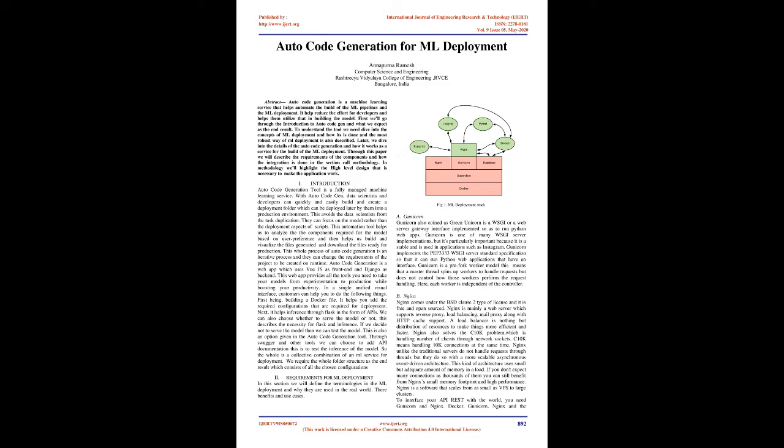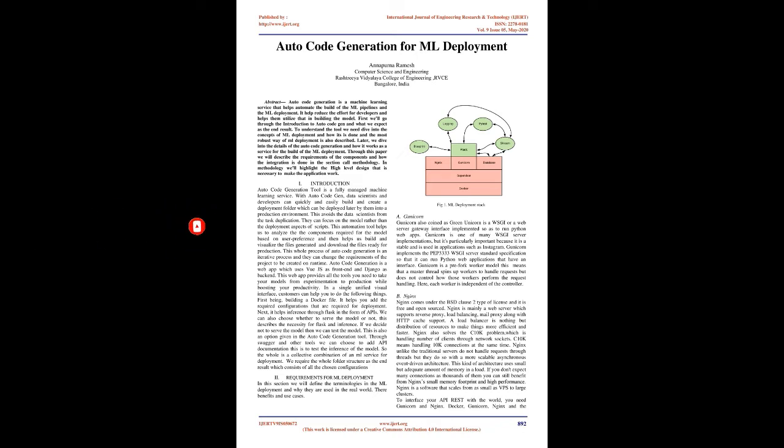This whole process of auto code generation is an iterative process and they can change the requirements of the project to be created at runtime. Auto code generation is a web app which uses Vue.js as front-end and Django as back-end. This web app provides all the tools you need to take your models from experimentation to production while boosting your productivity. In a single unified visual interface, customers can do the following things. First being, building a Docker file. It helps you add the required configurations that are required for deployment.